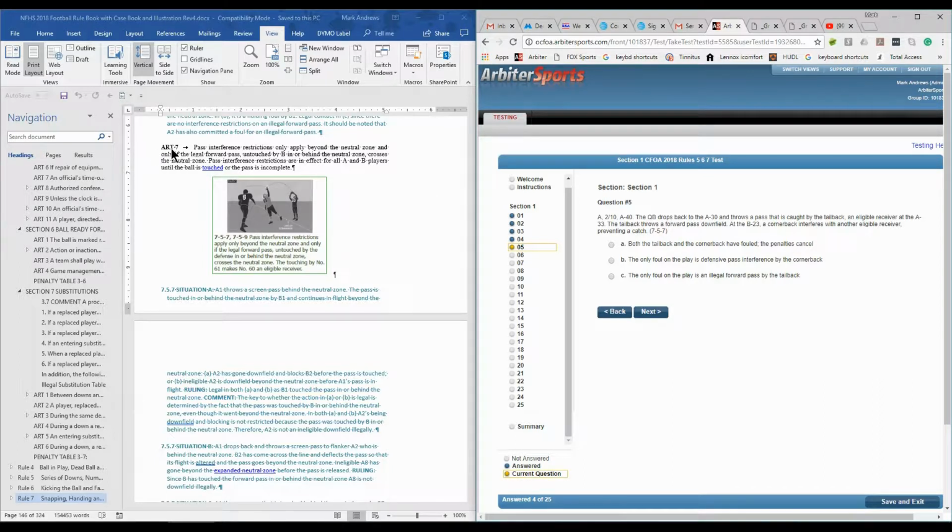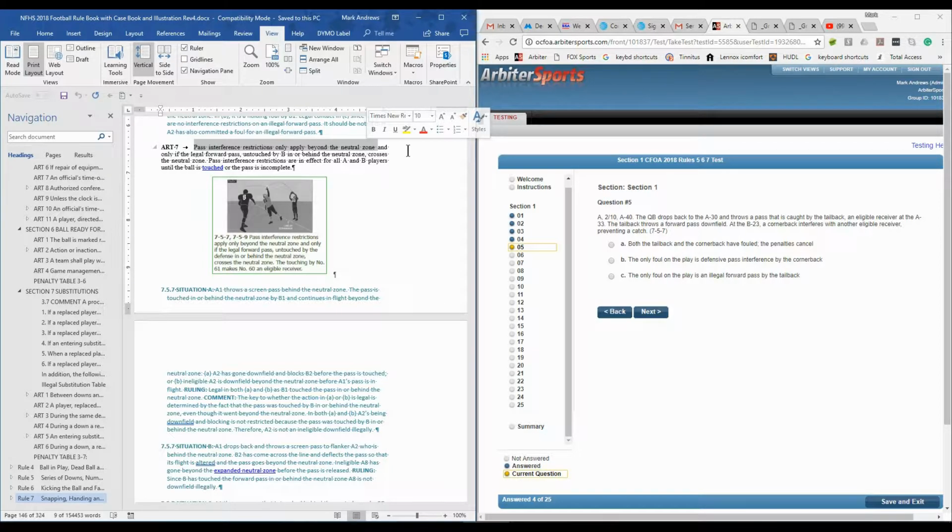Now, 7-5-7, it's only 5 lines here, but this is a big rule. There's a lot here. So, pass interference restrictions only apply beyond the neutral zone. So that's the first key point. Not for the purposes of this question, but for the purposes of this rule. So, pass interference restrictions only apply beyond the neutral zone.